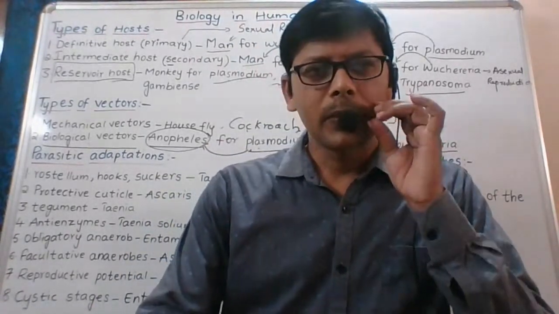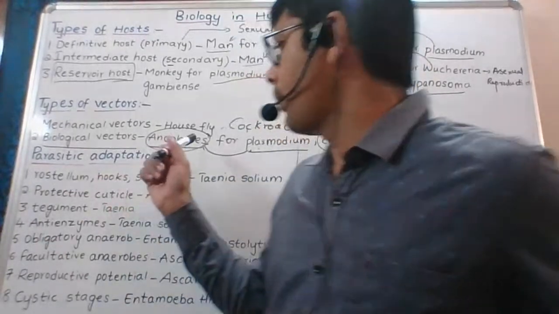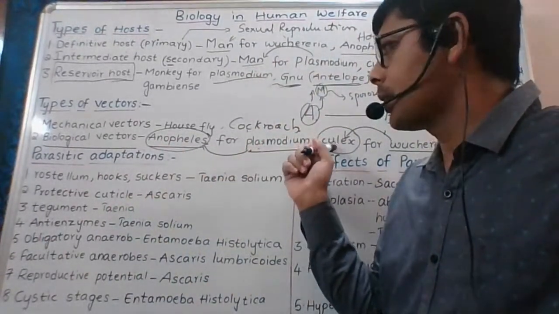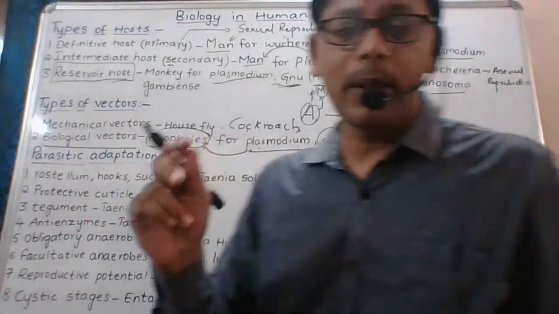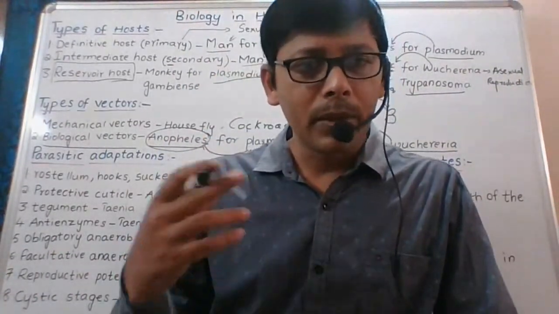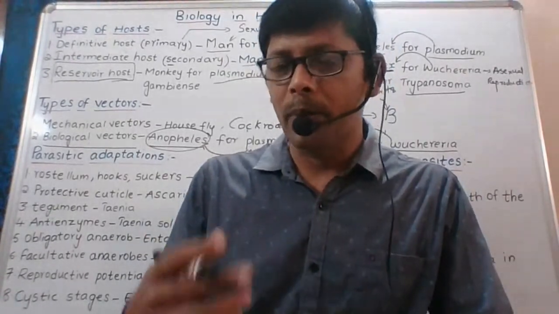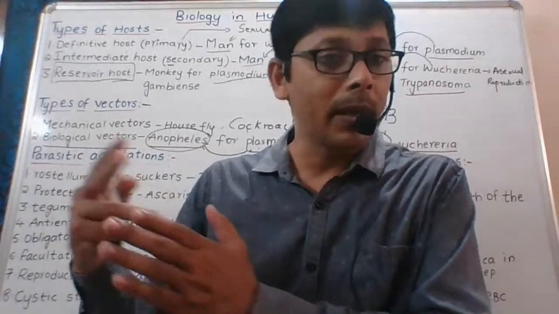Okay, you know the vectors for malaria. The vector for malaria is the Anopheles mosquito, and for filariasis the Culex mosquito. Biological vector: the vector in which the pathogen undergoes some developmental stages before it is transmitted to another host.